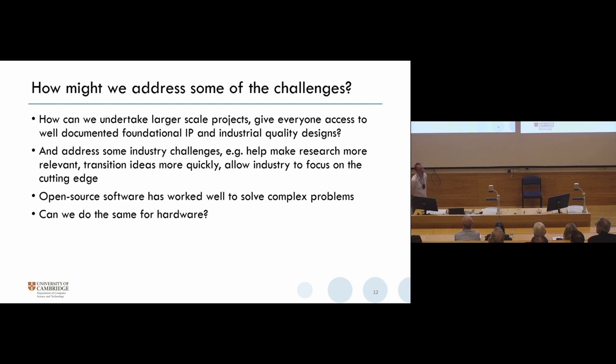And also address some of the industry challenges, so help make the research that's undertaken at universities more relevant, transition ideas more quickly, and allow industry to focus at the cutting edge. And of course, the obvious question, the question I think both Gavin and Alex posed, was: can we take inspiration from open source software and do the same thing for hardware?